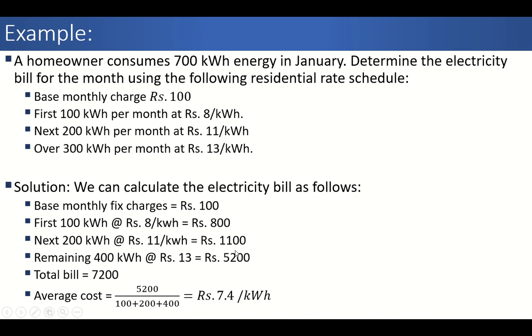We have to add all these quantities, so we can find the total number like that, and we can also find the average cost, that is total cost divided by total number of units. So we can see how much cost we have paid on average per unit of the electricity that is consumed by the house owner.